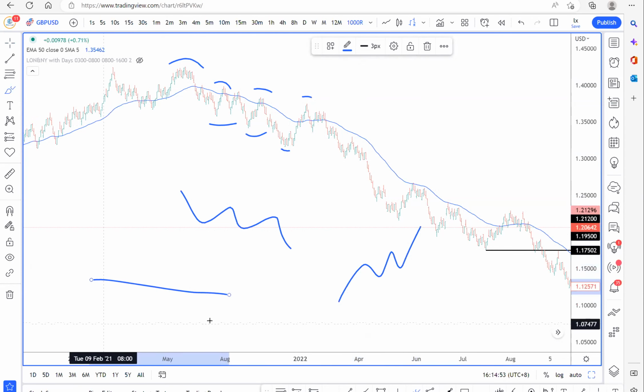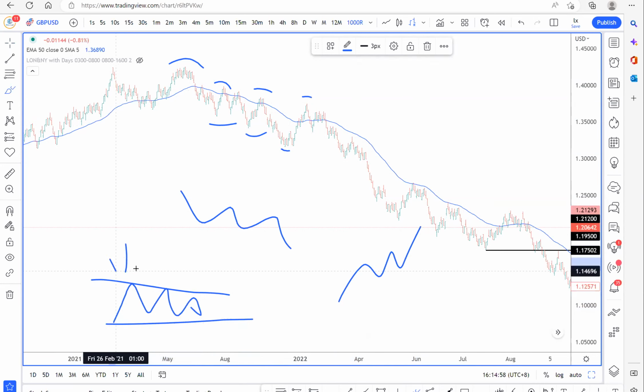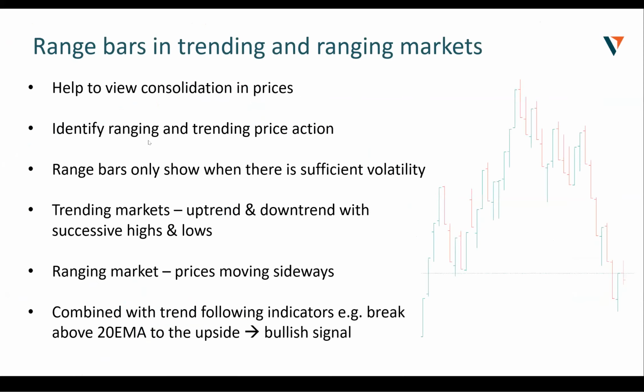In a ranging, sideways market, you can see that prices move sideways. It tends to respect both the support and resistance levels. So by just looking at the range bars, you will be able to identify whether prices are in a trending or ranging market. This one is looking more at market structure. So, trending and ranging markets, right?